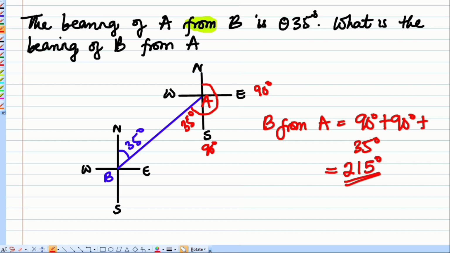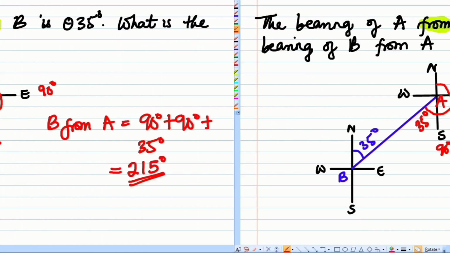Now it's already in 3 digits, so I don't need to add any zero. So just be very careful. Try to understand the question. A from B is different from B from A. Take note. So let's look at another question.